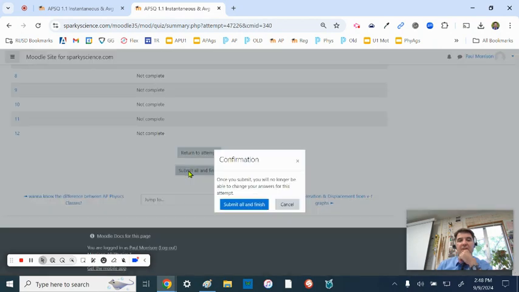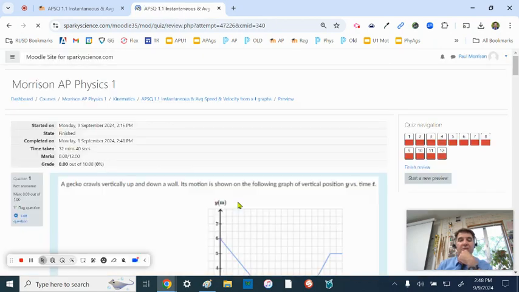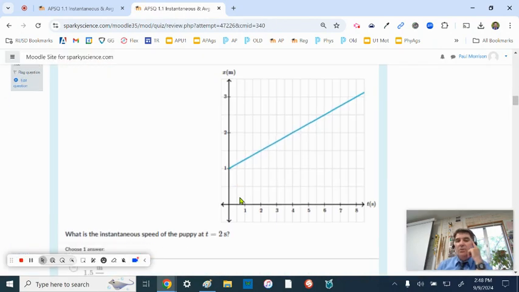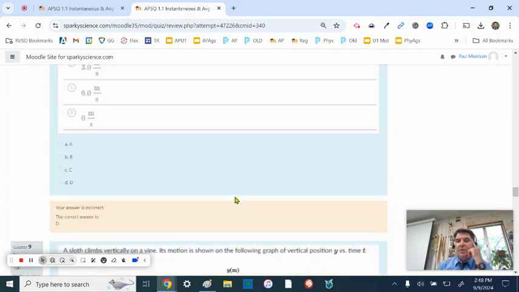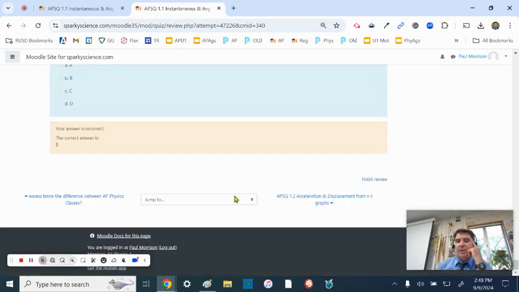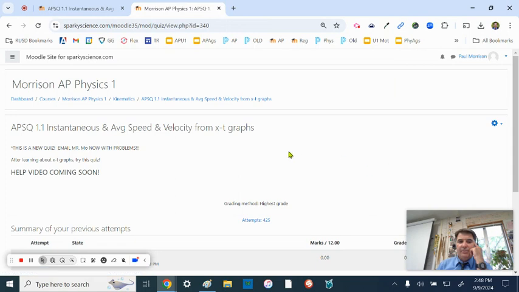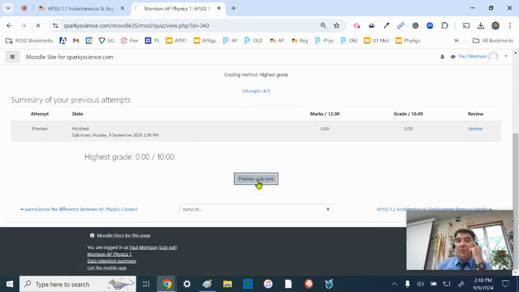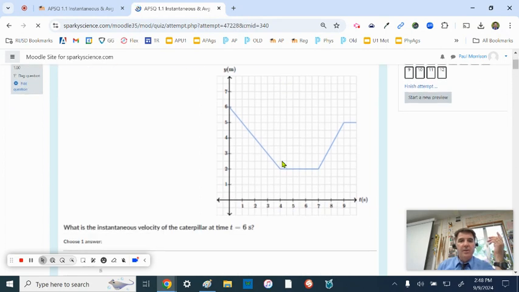I'm just going to submit all and finish, and I'm going to reattempt the quiz. And you also can do that if you're messing up on a quiz. Just do what I'm doing here, and you can do the quiz again. It won't say preview the quiz. It says preview because I'm the teacher. It will say reattempt the quiz.